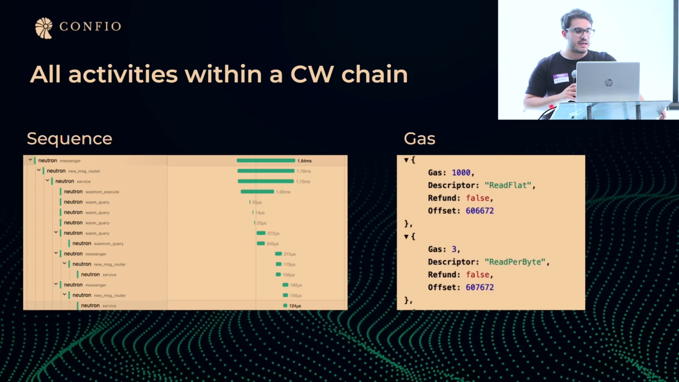So basically, we can see all the operations happening within a transaction. We have visibility on the router, we have visibility on all the IBC operations, we have visibility on all the Osmosis specific operations like execute, migration, instantiations, and so on. And we also have all the details of the gas usage.